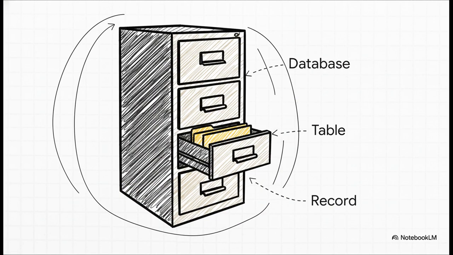Let's stick with that filing cabinet idea for a second, because it really helps visualize the hierarchy. The whole cabinet itself, that's your database. Now, if you open a single drawer inside, let's say it's labeled customers, that represents a table. And then when you pull out one specific folder for one person, that's a record. And that's it. That simple hierarchy, database, table, record, is how we bring order to what would otherwise be total data chaos.